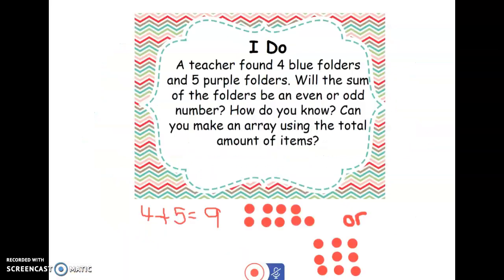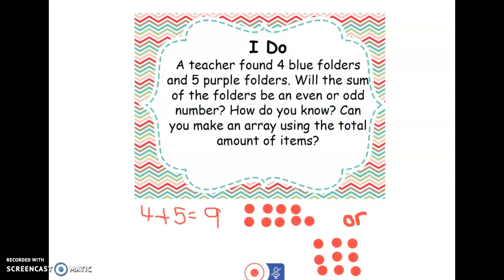All right, let's read this again. A teacher found 4 blue folders and 5 purple folders. Will the sum of the folders be an even or odd number? How do you know? Can you make an array using the total amount of items?